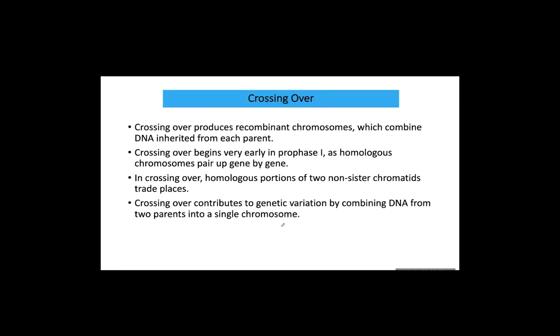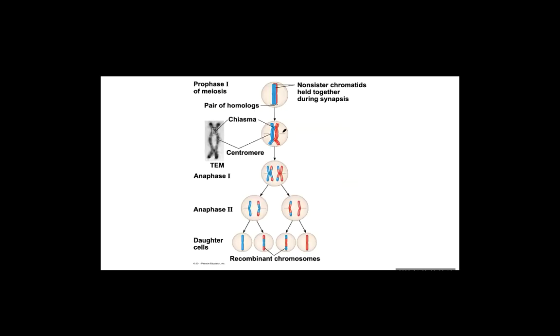So in addition to independent assortment, crossing over also occurs. This crossing over produces recombinant chromosomes, which combine DNA inherited from each parent. In crossing over, homologous portions of two non-sister chromatids trade chromosome segments with each other. Therefore, crossing over contributes to genetic variation by combining DNA from two parents into a single chromosome. Okay. This crossing over also contributes to generating more genetic diversity.